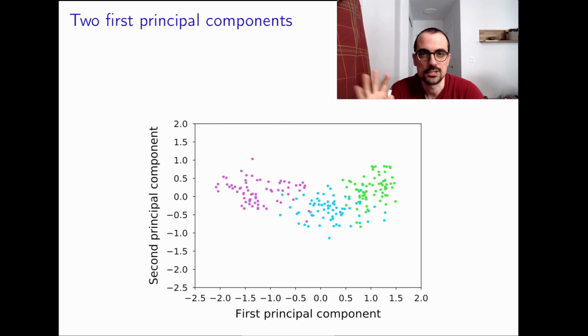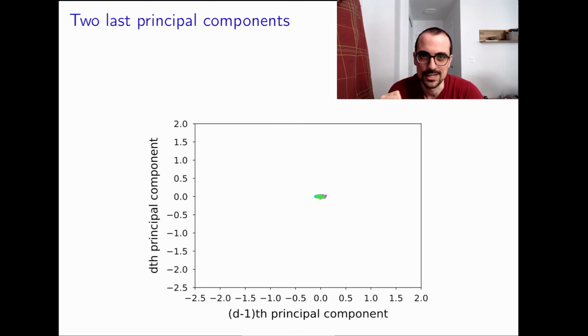What happens if we just plot the 2 last principal components instead of the 2 first ones? I want you to think about what you expect to see here. This is what we see. Okay, so almost no variance. These are the directions of least variance in the data. Okay, not super useful, as the points are on top of each other.